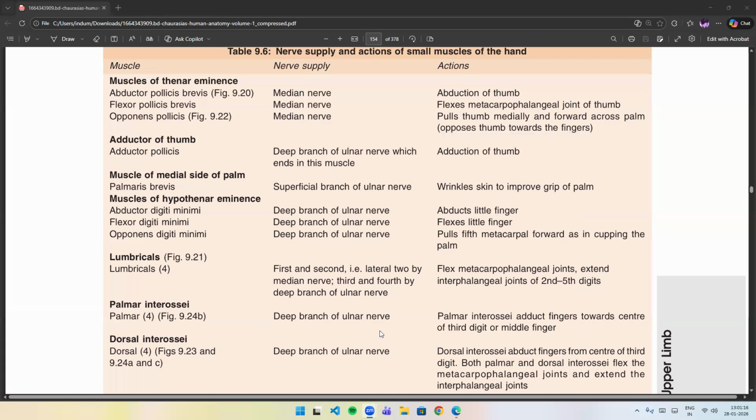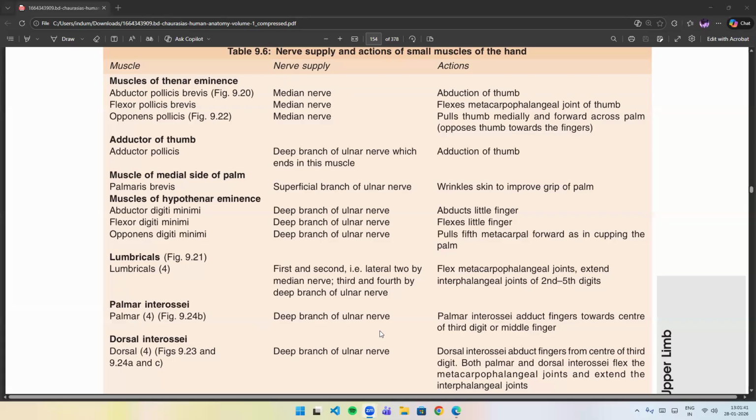Flexor pollicis brevis, nerve supply is median nerve and the action is flexion of metacarpophalangeal joint of thumb. Opponens pollicis, figure 9.22. The nerve supply is median nerve and the action is it pulls thumb medially and forward across palm, opposite thumb towards the fingers.